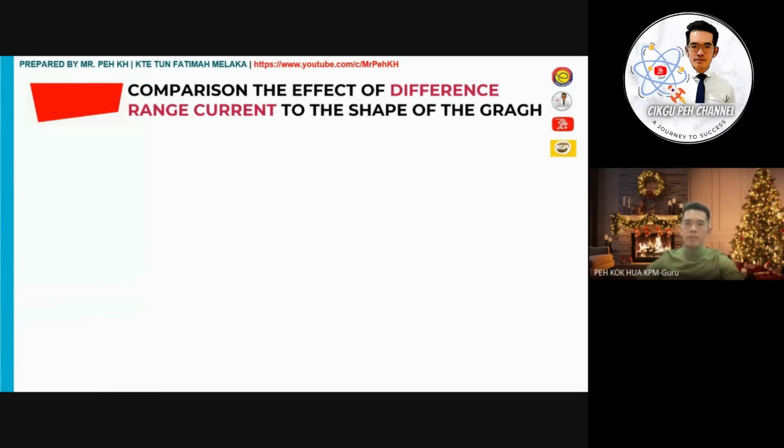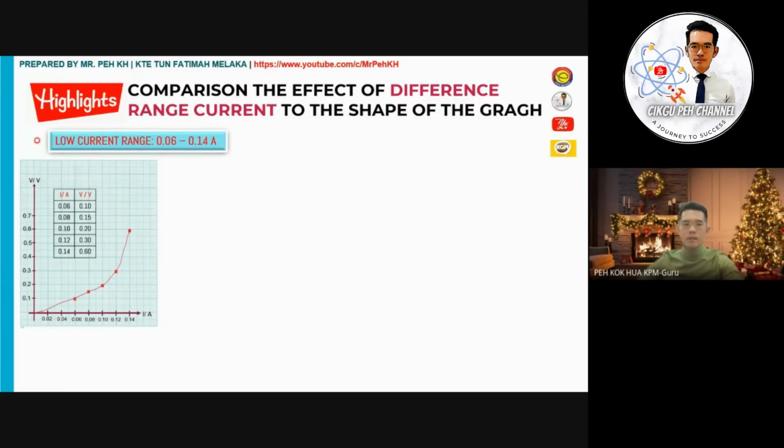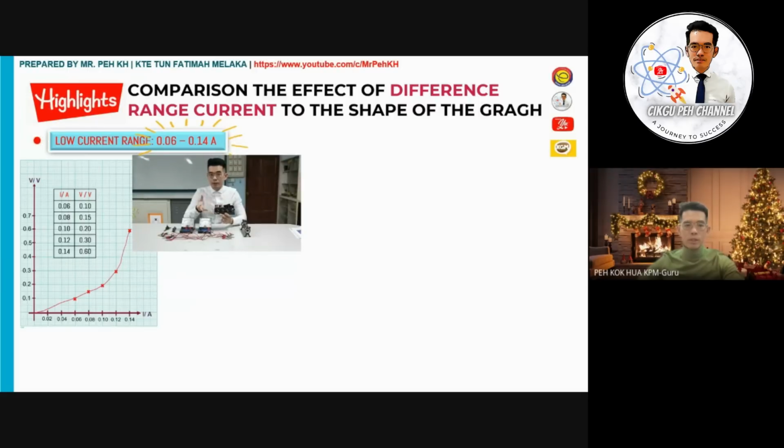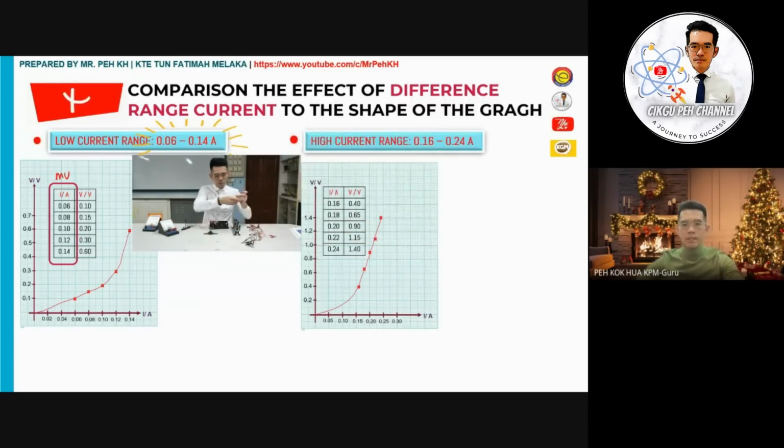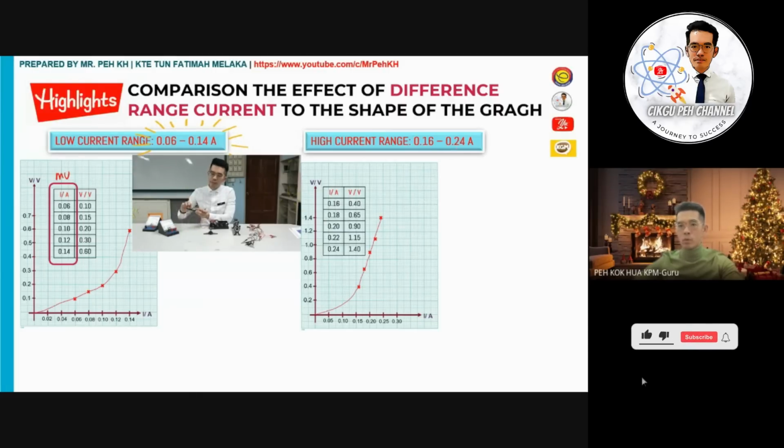Okay, then we go to our last comparison: the effect of the different range of current on the shape of the graph. So this is a comparison with the low range current. This one is the experiment I conducted, and this is the set of the data with the low range current I was able to get. This one is from the data of episode 1. Then the second set of data is actually what I did a few years ago, so I got a higher range than what I did recently.